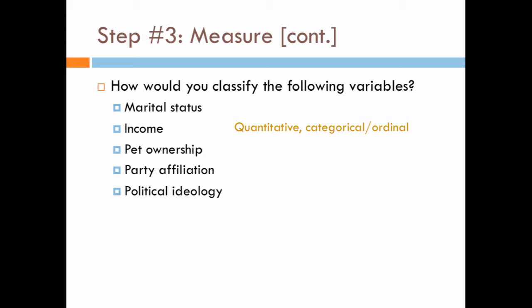Does that make sense? Like marital status, pet ownership, and party affiliation are nominal categorical variables, and political ideology is like income in that we could measure it quantitatively if we use a large numerical scale, or it could be an ordinal categorical variable if we measure it on a 7-point scale from left to right, for example.